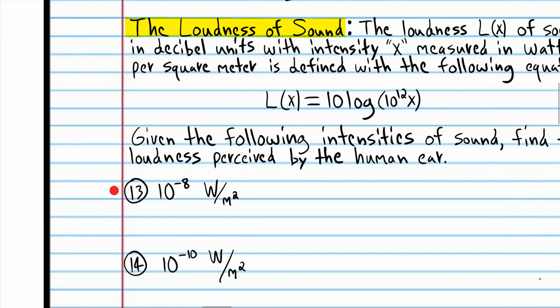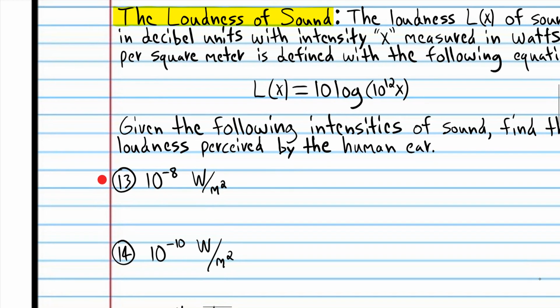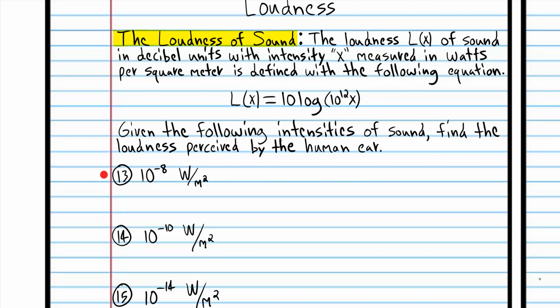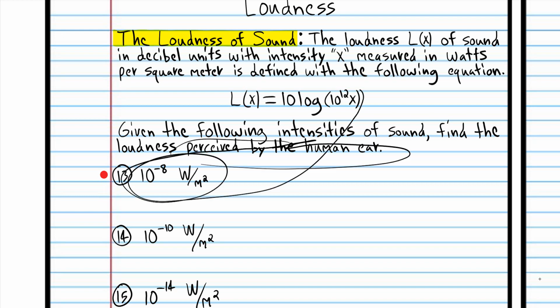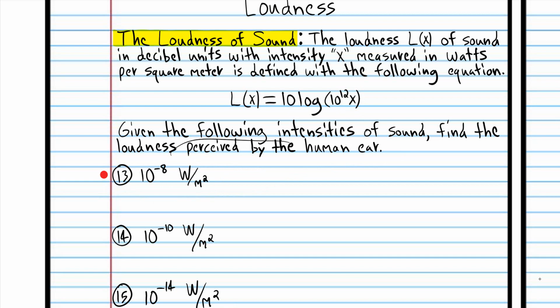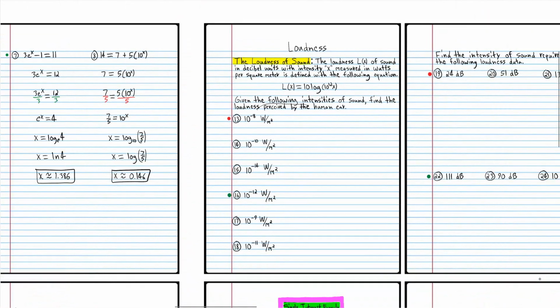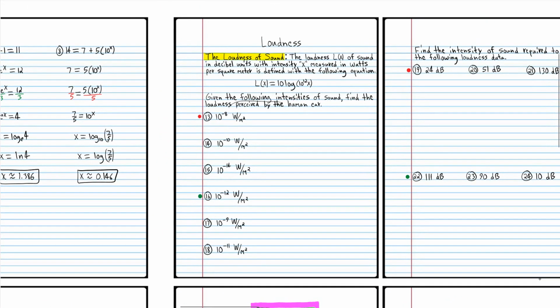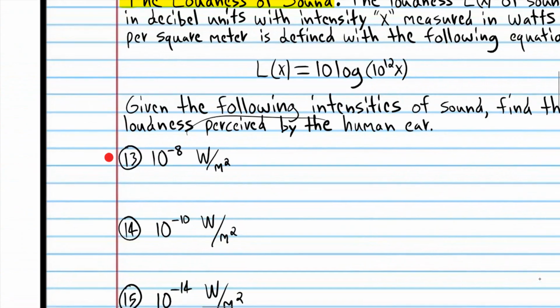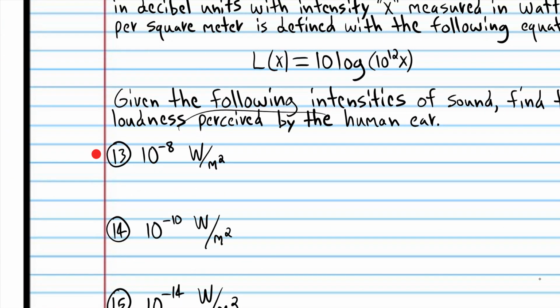So I know that this is kind of strange, but let's do some practice problems. Given the following intensities of sound, find the loudness perceived by the human ear. So this number here is x, and we're going to find L of x. So L of x is L of 10 to the negative 8. And by the way, this is function notation.